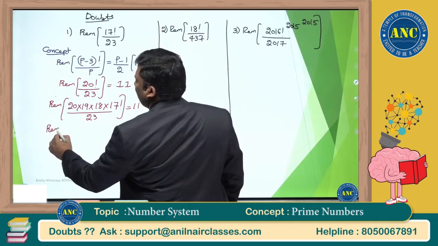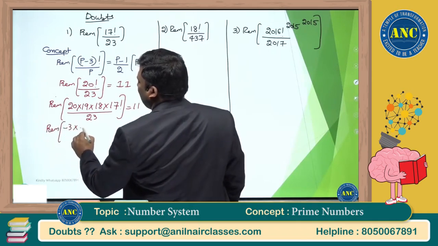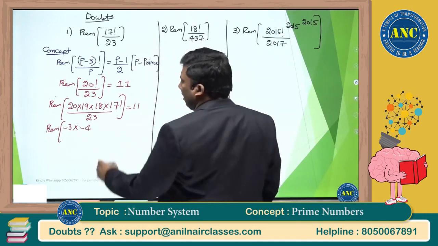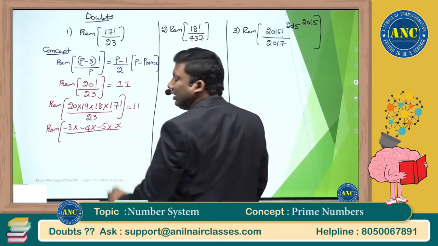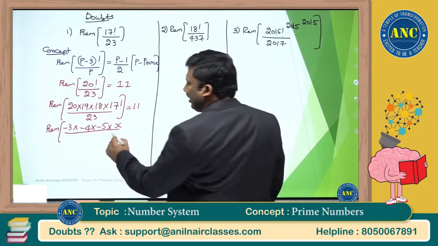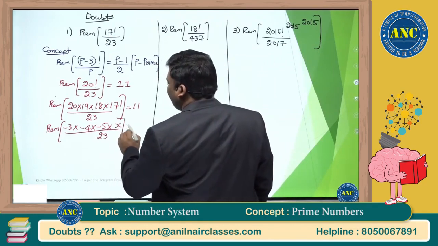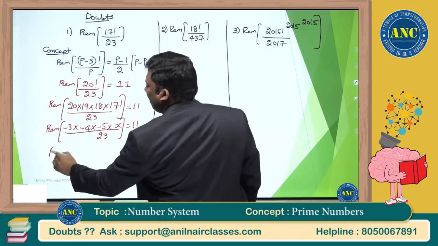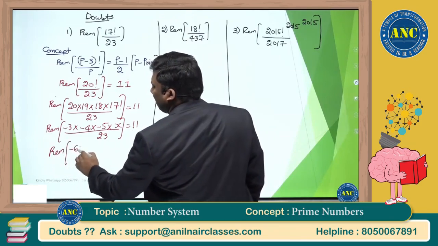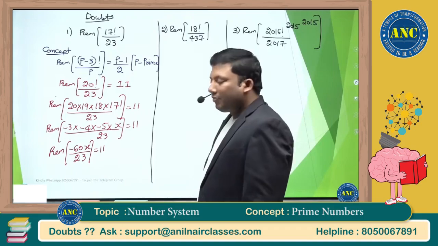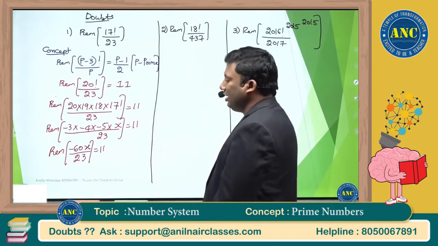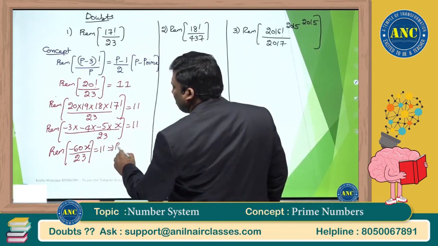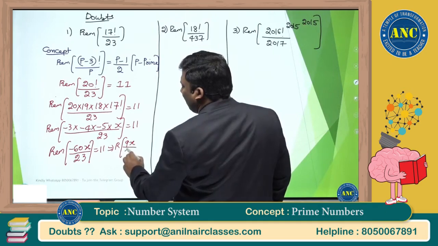20 is 23 minus 3, 19 is 23 minus 4, 18 is 23 minus 5. Let the remainder of 17 factorial by 23 be x. When I further divide by 23, the answer will not change. Minus, minus, minus, so it is minus 60x divided by 23, and it is 11. Till here it is clear. 23 3s are 69, and 60 is 9 less than 69. Minus of minus, so this will become 9x divided by 23.